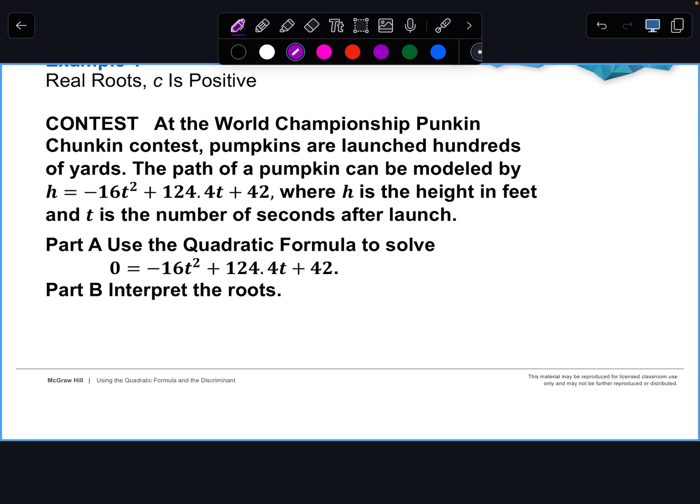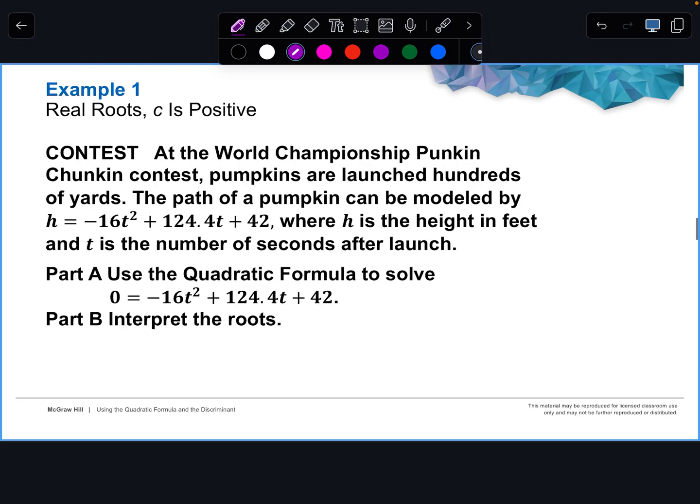So, what is my value for a? What is my value of b? 124.4. And what is my value for c? 42.